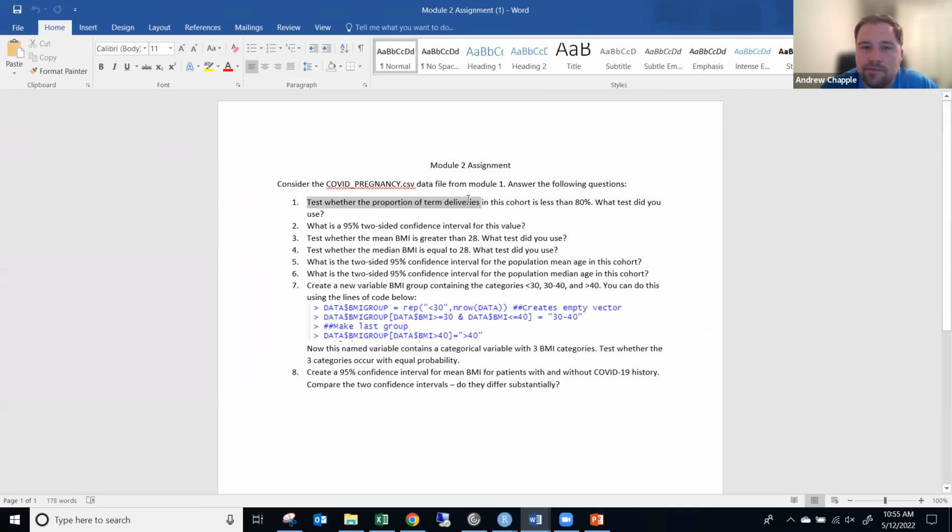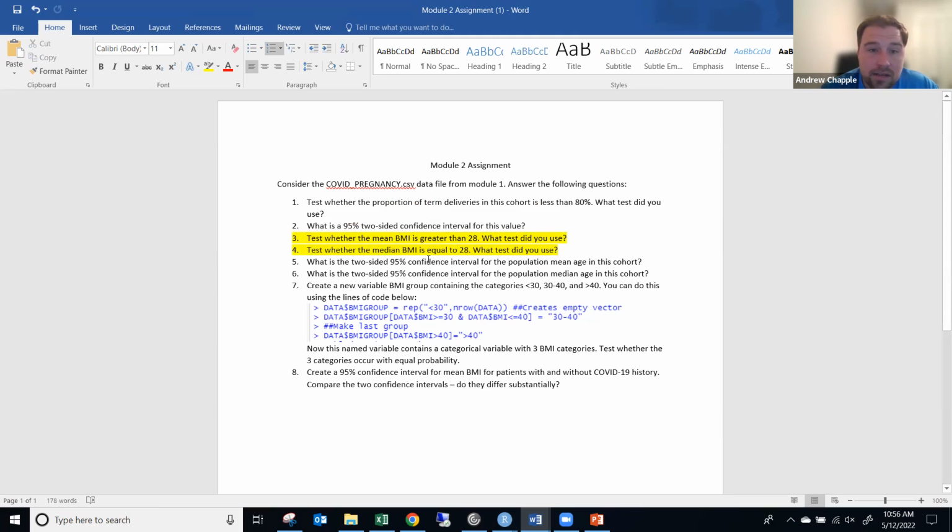Test whether the proportion of term deliveries in this cohort is less than 80%. What test did you use? Hint, hint, it's something we covered today. What is a 95% two-sided confidence interval for the true proportion of term deliveries? Test whether the mean BMI is greater than 28. What test did you use? Test whether the median BMI is equal to 28. What test did you use? Both of these are from the first lecture.